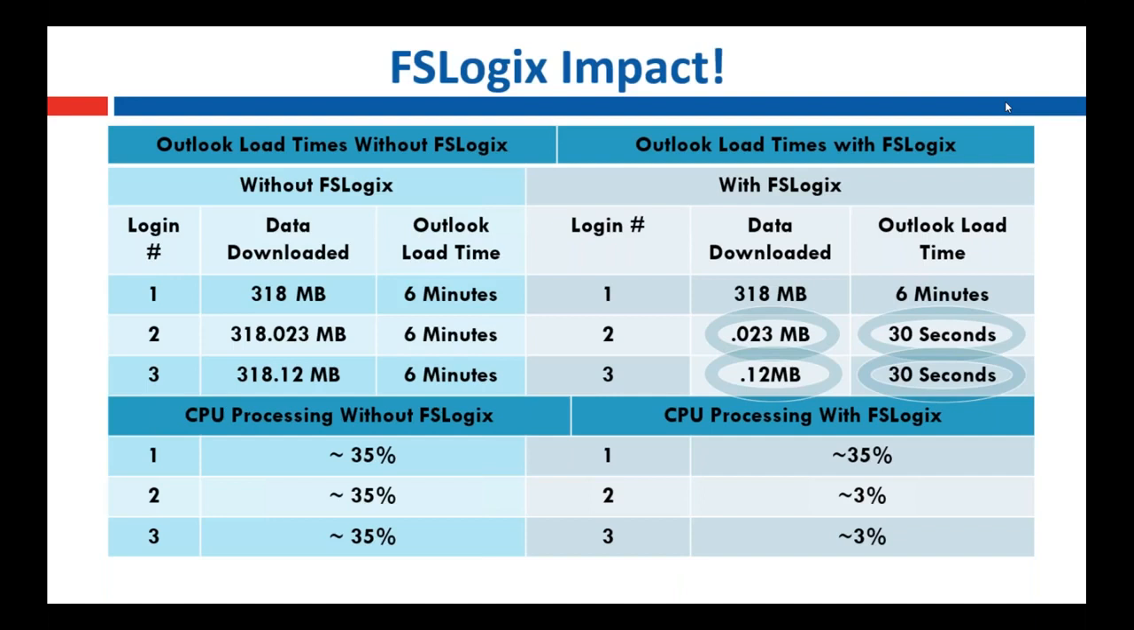So my CPU processing dramatically changed, right? Those subsequent logins, N plus one, are now at 3% versus 35%. So that gives us a much streamlined or much more improved performance scenario for the users in that environment.